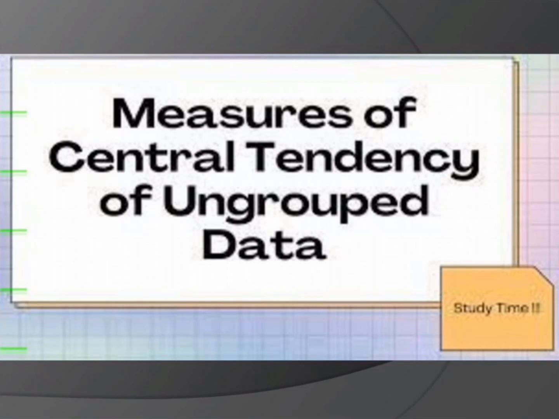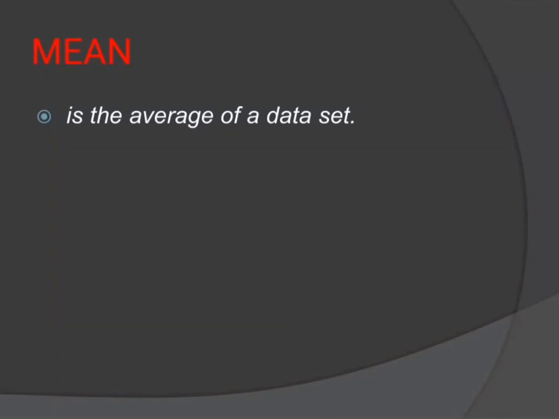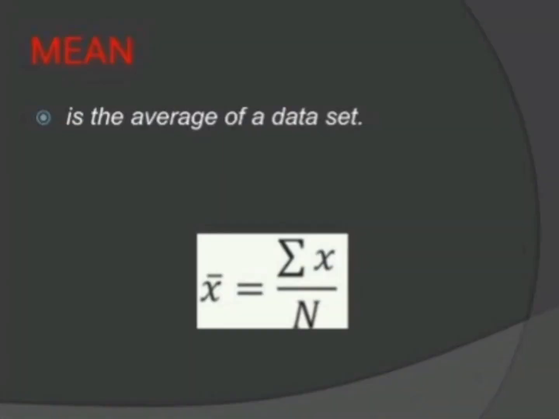The most commonly used measures of central tendency are the mean, median, and mode. So let's first tackle the mean. The mean is the average of a data set. It is also a commonly used measure of central tendency. So when we speak of average, we always refer to the mean. So we can use this formula, the summation of x over n.